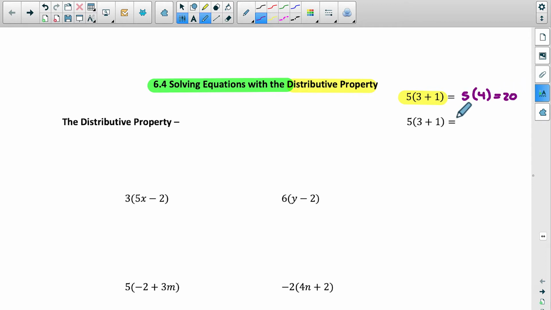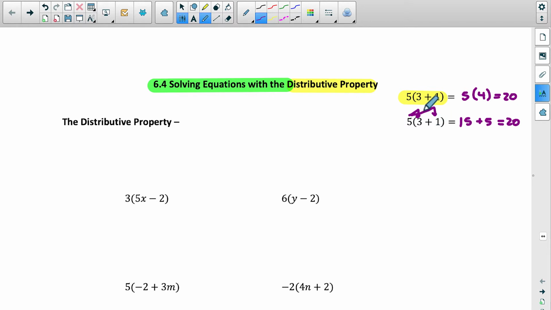Okay, fair enough. But I want to show you something. There's another way you could actually get this answer 20. I'll give you a hint. See what to do? If you multiply, remember how we multiplied 5 times 4 here? You get 20. Well, you could also get this answer by going 5 times 3, which is 15, plus 5 times 1, which is 5. Add those together, you get 20. That's the distributive property.